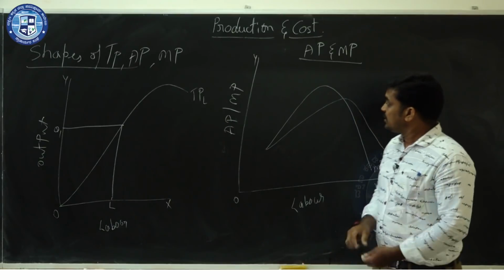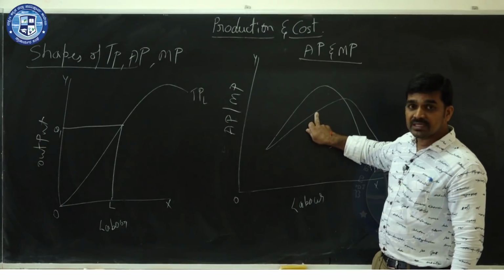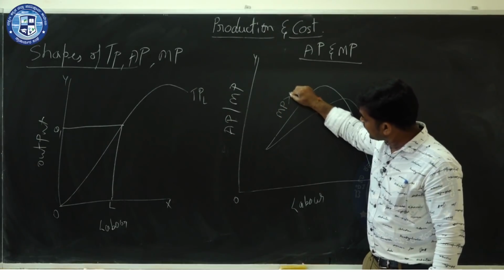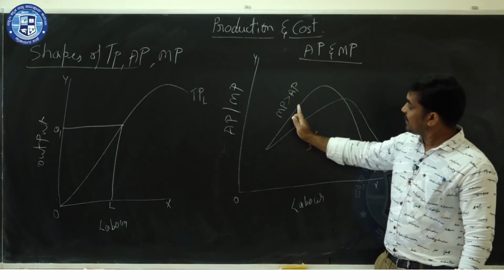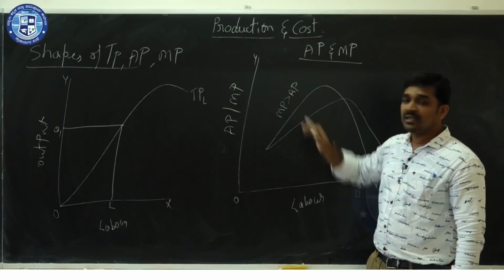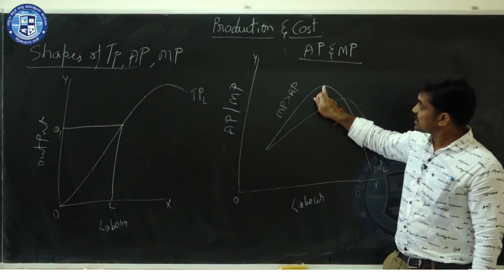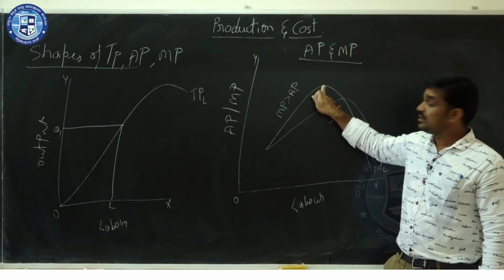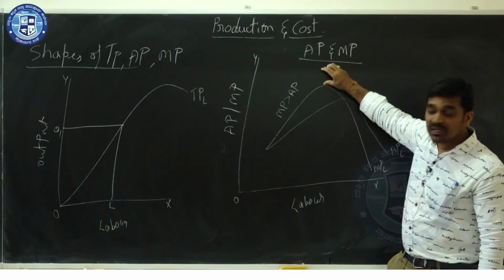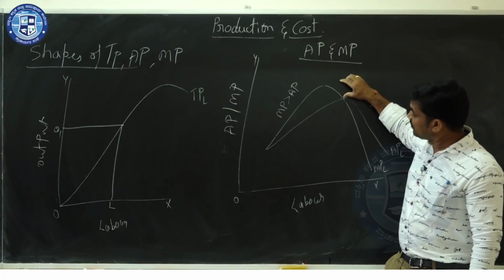Now we write, when MP increases, AP also increases. Now we easily note that marginal product is greater than average product. MP is above and AP is below. That's why we easily write MP is greater than AP. And remember, MP reaches maximum first, then AP reaches maximum. This is the maximum point of MP and this is the maximum point of AP.